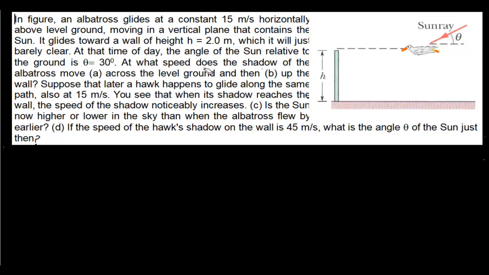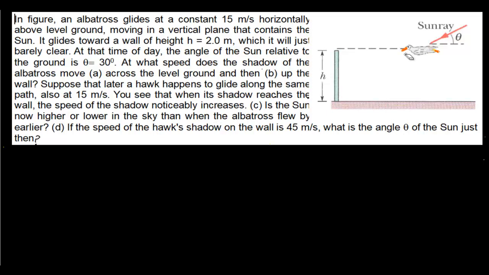Now, at what speed does the shadow of the albatross move across the level ground and then up the wall? Suppose that later a hawk happens to glide along the same path, also at 15 meters per second. You see that when its shadow reaches the wall, the speed of the shadow noticeably increases. Now, is the sun higher or lower in the sky than when the albatross flew by earlier? And in part D, if the speed of the hawk's shadow on the wall is 45 meters per second, what is the angle theta of the sun just then?